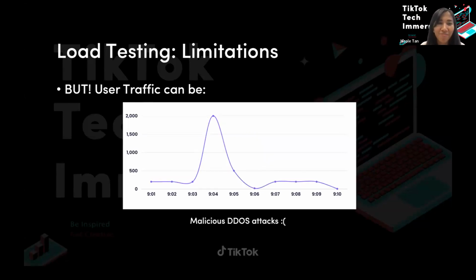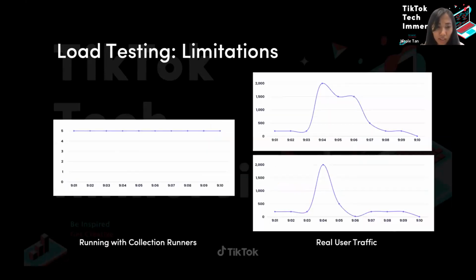I said load testing doesn't include stress testing, but this is just an example. User traffic can also look like this, like malicious DDoS attacks. DDoS is distributed denial of service, where attackers just spam your system. This is actually quite common. If you just want to know how much load your system can expect, then we can use load testing to test that. Okay, so this is just comparing how real user traffic looks like.